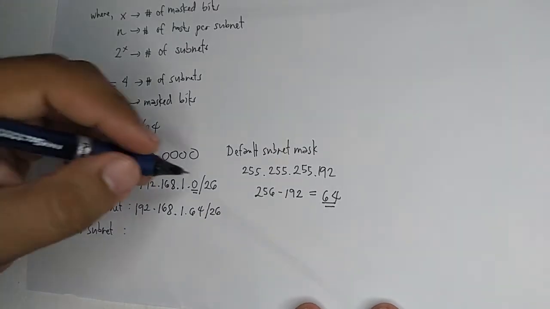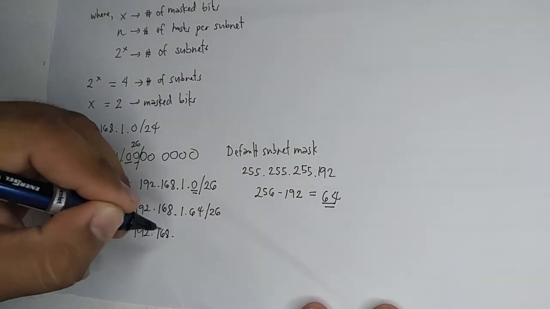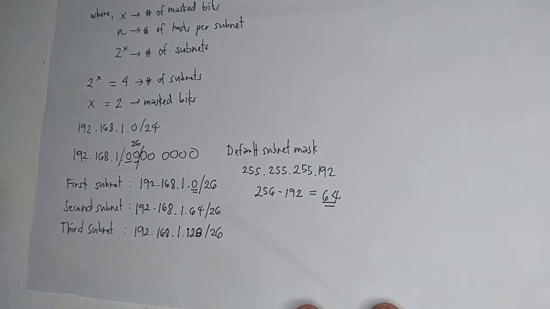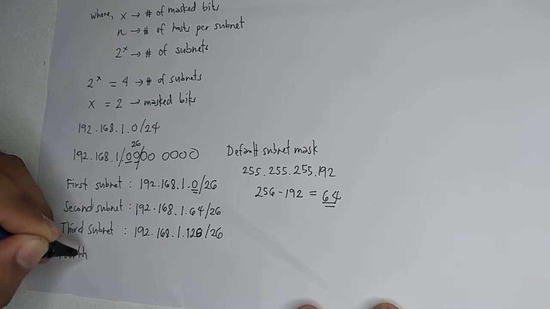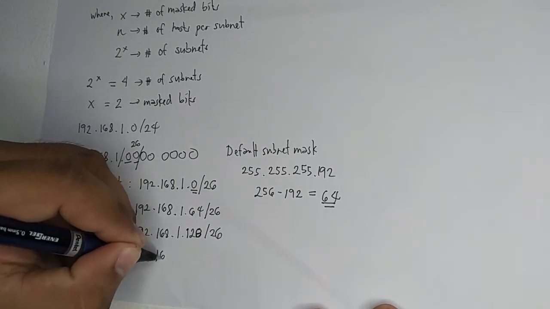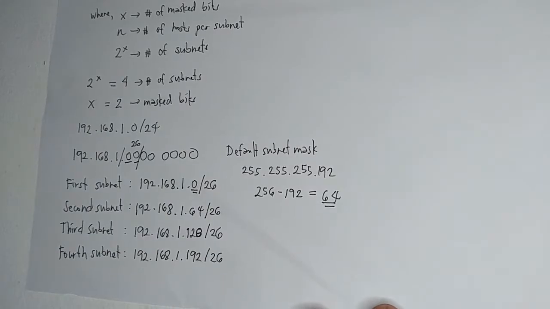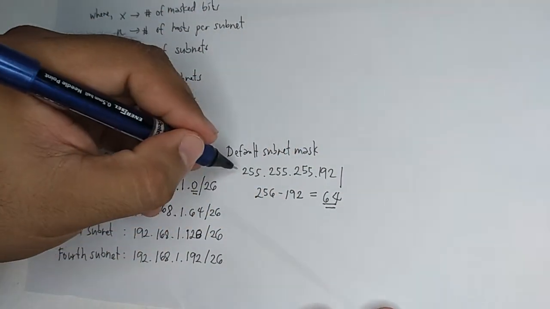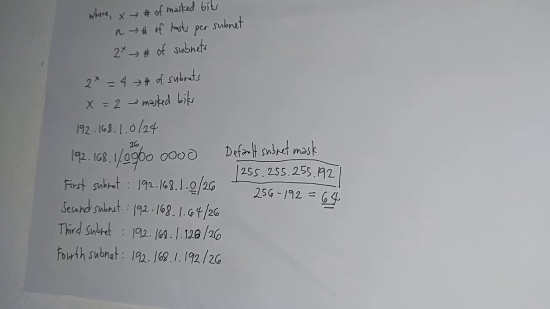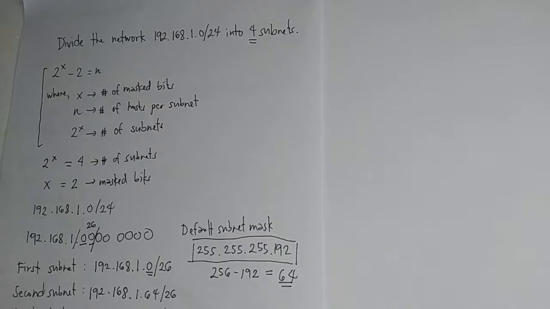The third subnet would be another plus 64, so we have 192.168.1.128/26. And then the fourth subnet, which is the required subnet, is 192.168.1.192/26. And this has a subnet mask of 255.255.255.192. So that is our subnetting given the number of subnets.